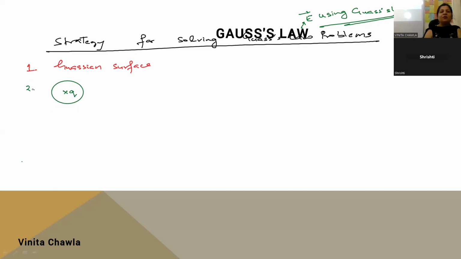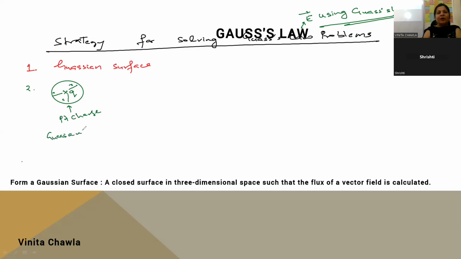Why do we construct this sphere around the point charge? You can see that every point on this sphere is at equal distance from the charge. So we have same electric field intensity everywhere on the surface. This is for point charge. So for point charge, Gaussian surface is spherical. So we have a spherical Gaussian surface for point charge.